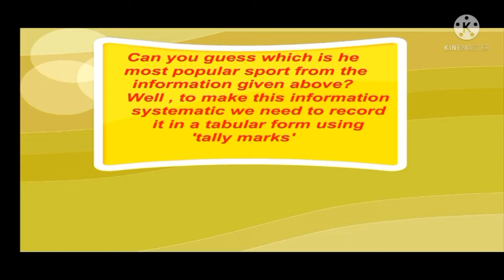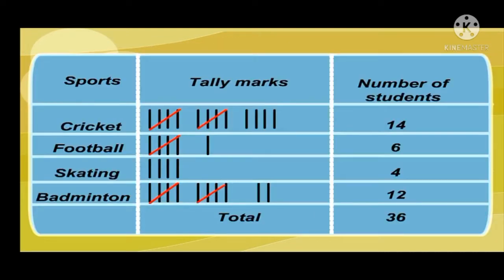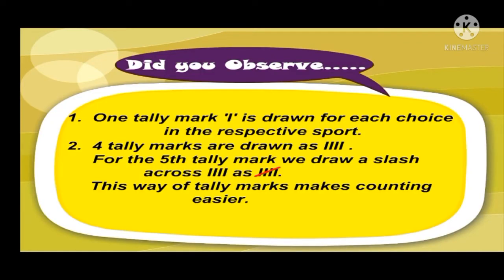Well, to make this information systematic, we need to record it in tabular form using tally marks. Here, we arrange the above data in tabular form using tally marks. Sports: cricket, football, skating, badminton. Tally marks: number of students 14, 6, 4, 12. Total students 36. Did you observe?